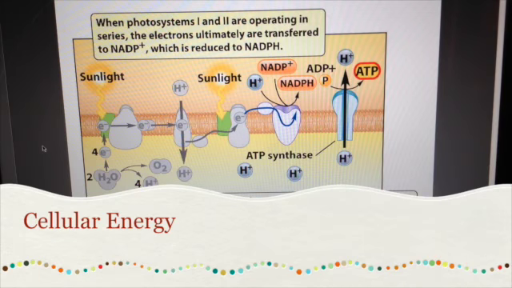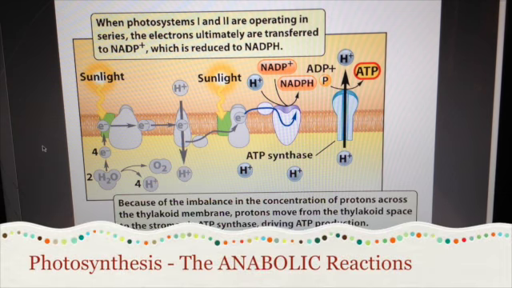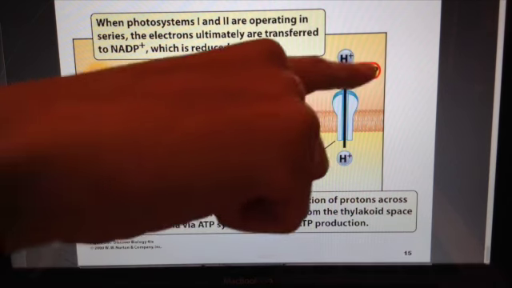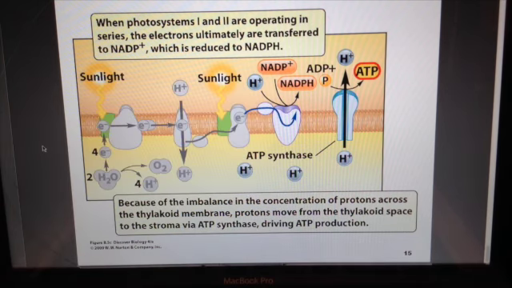So this is a short, quick summary of photosynthesis. Photosynthesis occurs in 3 stages: photosystem 2, which you see here, photosystem 1, which you see here, and then the Calvin cycle, which is not pictured on this slide.